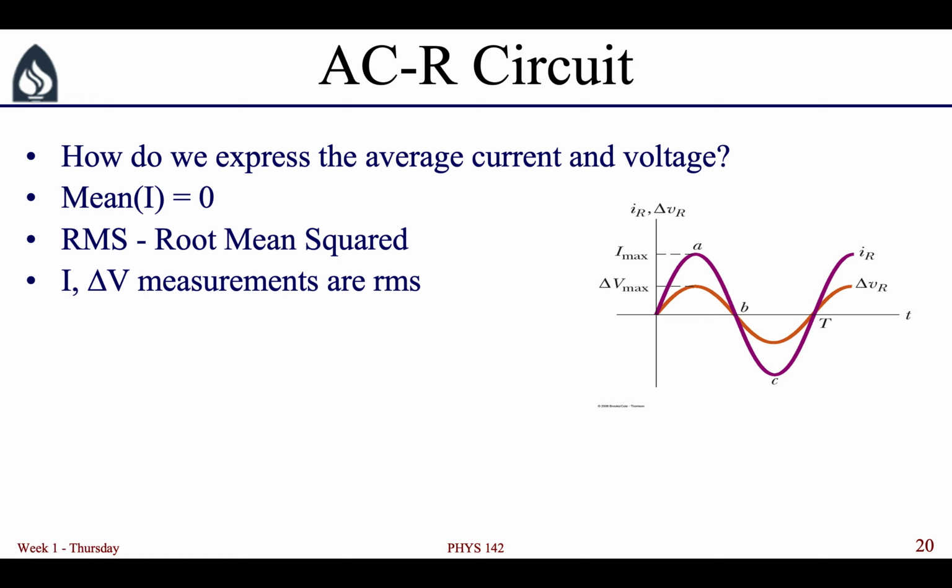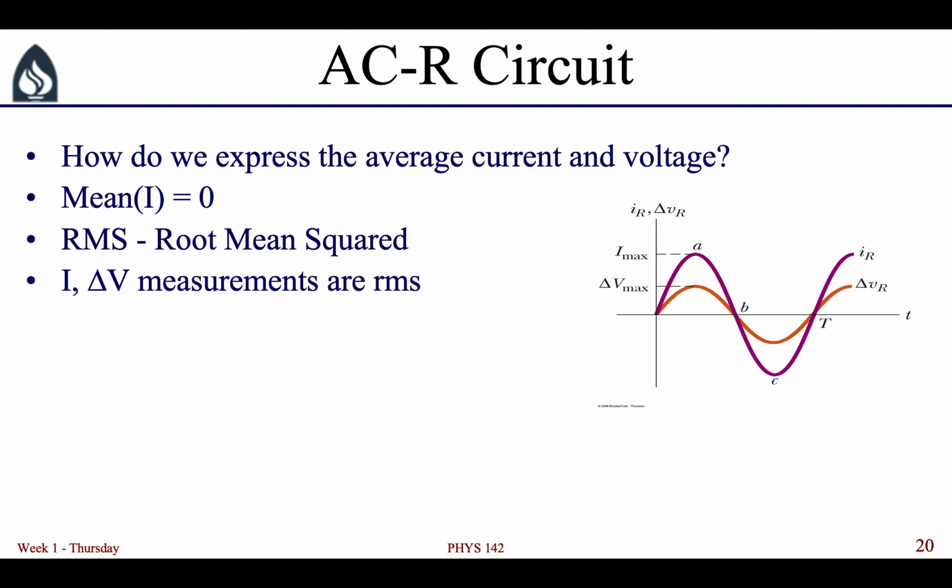So how do we express what the average current and average voltage are? If we take the average, and they're both sine waves, the average current and the average voltage are both 0. But that's not really what we want to know. We want to know something about the average strength, and we don't care so much about the direction. So just like we did with air molecules, we find the root mean squared in order to express an average.